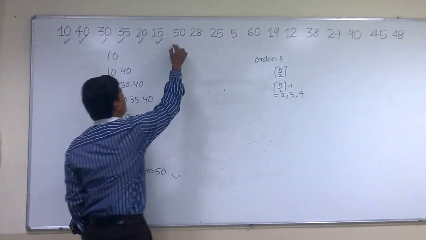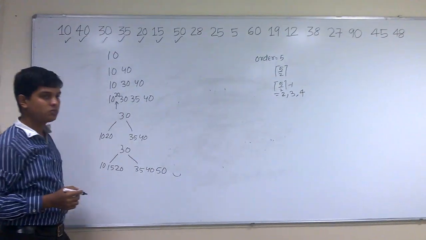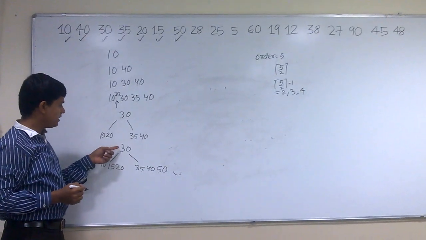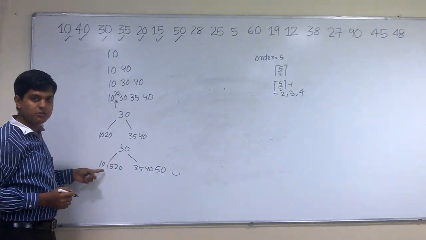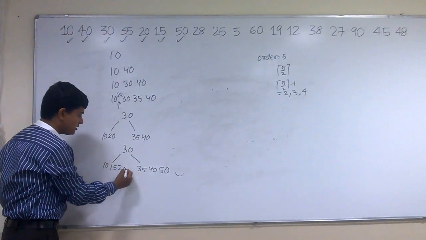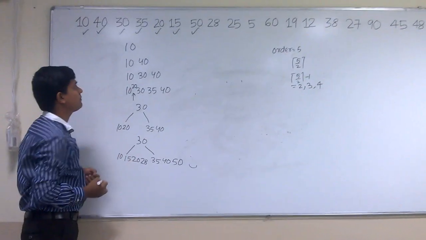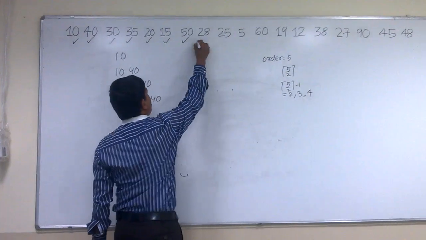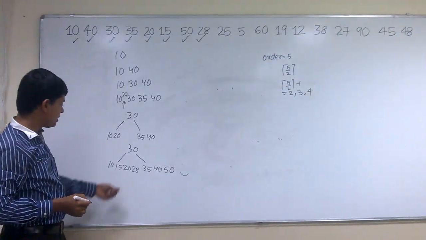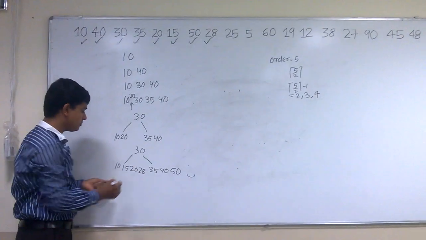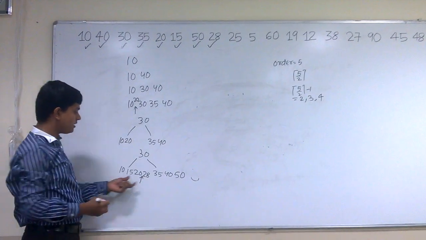Next the element to be inserted is 28. 28 is less than 30, so it will come to the left subtree, and it is greater than all these elements, so I am putting 28 here. The next element to be inserted is 25, and 25 is in an intermediate position between 20 to 28. Again, it violates the rule.